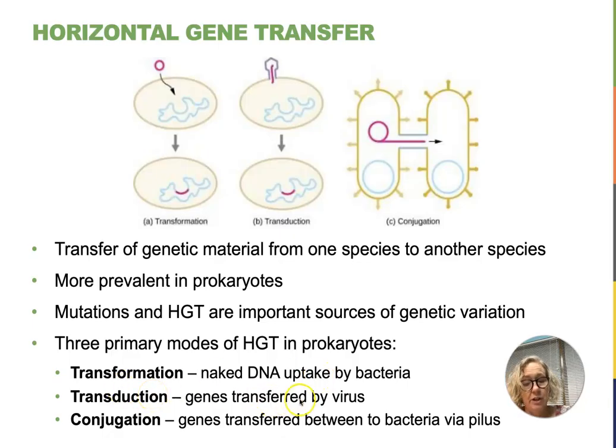Transduction, genes transferred by viruses. We know viruses do this. This is how we discovered viruses, right? And conjugation, genes transferred between bacteria via the pilus. This is, right, they kind of come together and it transfers from one bacteria to another. Okay, so there's three types of horizontal gene transfer.